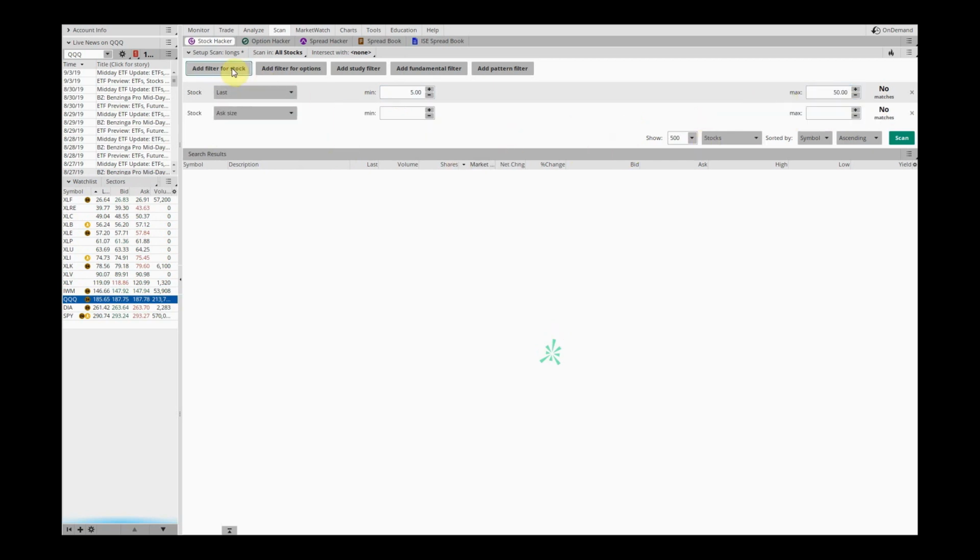Next, we're going to add market cap. Again, because of the stability, and they still allow for growth potential, most of the stocks we're going to be trading are small cap stocks.